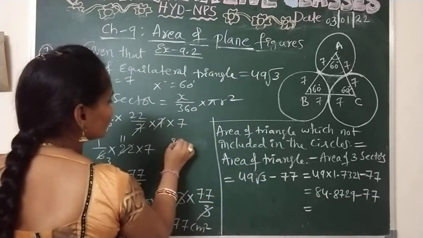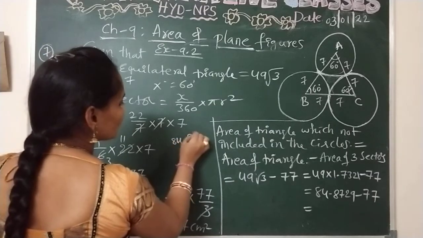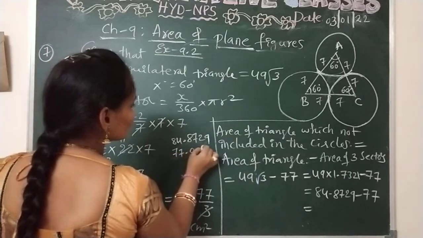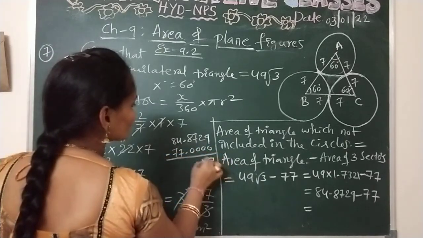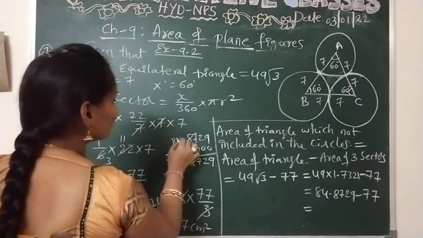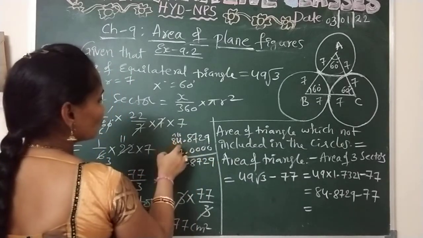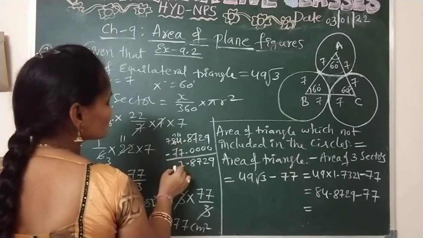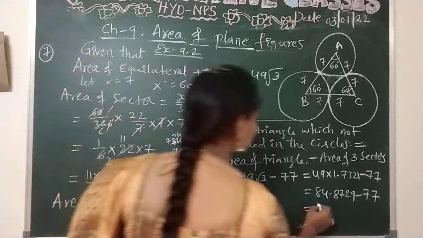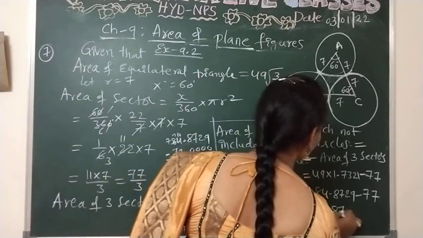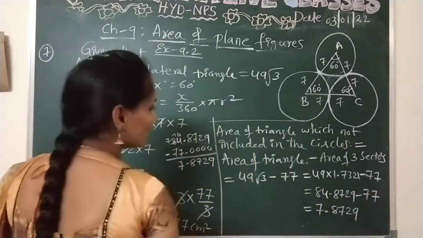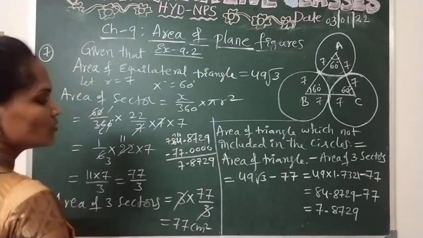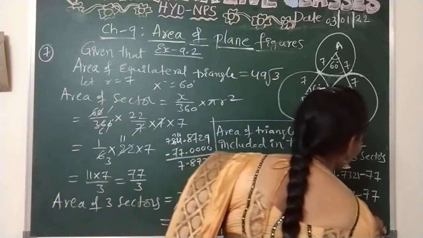Now 84.8729 minus 77.0000. Do the subtraction. Here you take a borrow, so 14 minus 7, 7 it will be. Then 7 minus 7, 0. So 7.8729 will come. The area of the triangle which is not included in the circles will be 7.8729 centimeter square.